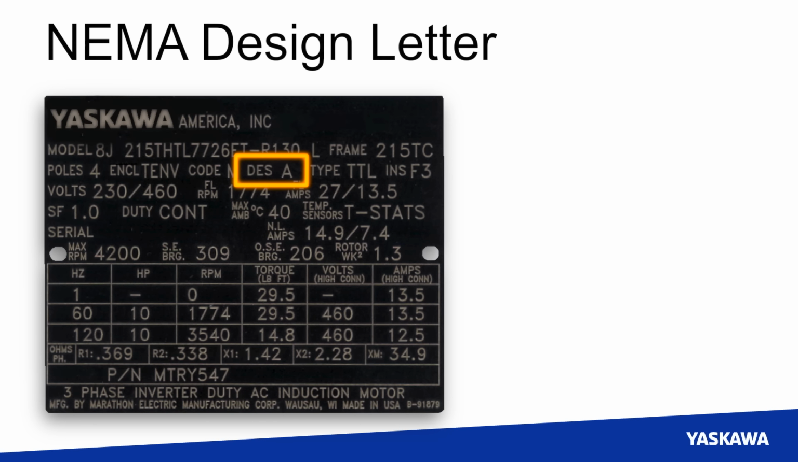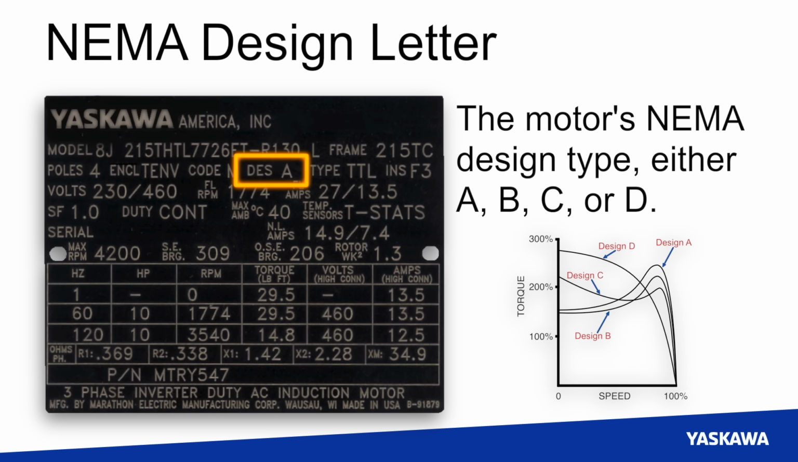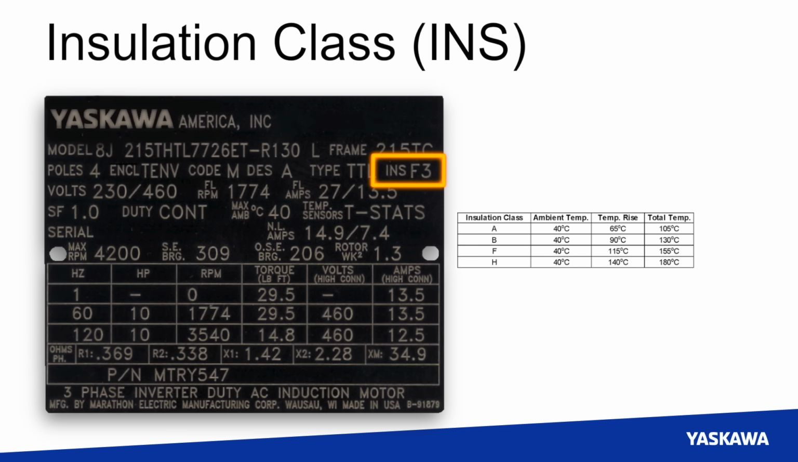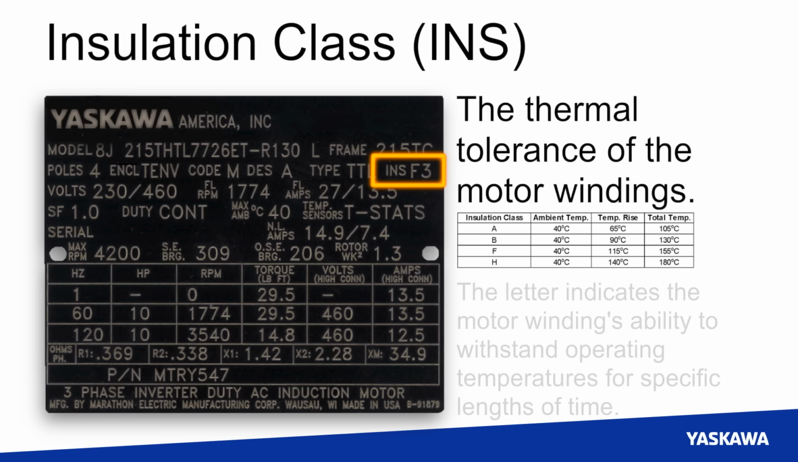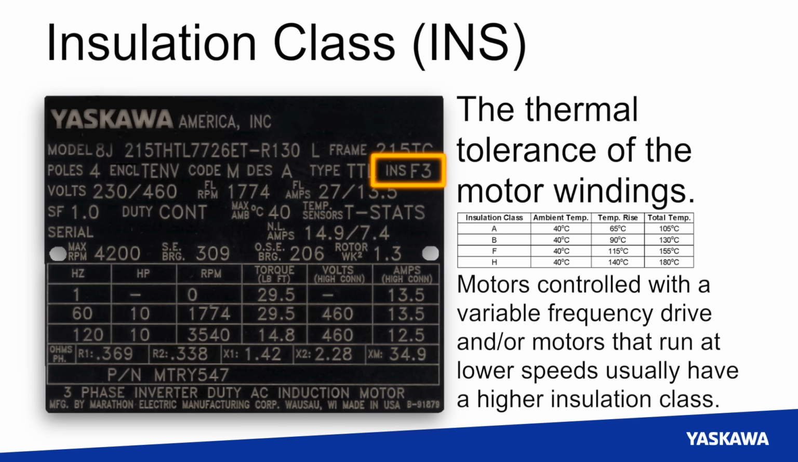The NEMA design letter indicates the motor's NEMA design type, either A, B, C, or D. The letter designation describes the motor's torque and current characteristics. Insulation is crucial in an induction motor. The insulation class describes the thermal tolerance of the motor windings. The letter indicates the motor winding's ability to withstand operating temperatures for specific lengths of time. Motors controlled with a variable frequency drive and/or motors that run at lower speeds usually have a higher insulation class.